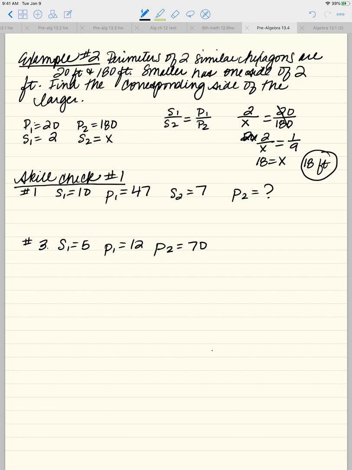Skill check number 1. We have side 1 of 10, perimeter 1 of 47, side 2 of 7, and what is P2? All right, find the perimeter. Round answers to the nearest tenth if we need to. So again, side 1 over side 2 is equal to perimeter 1 over perimeter 2. So plug in what we have. 10 over 7, not 17, is equal to 47 over P2, which is X.